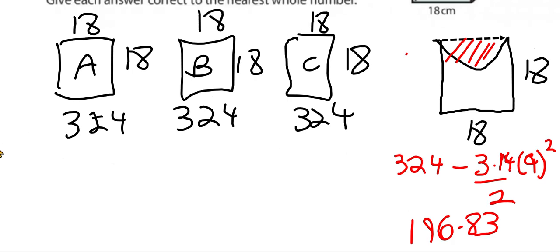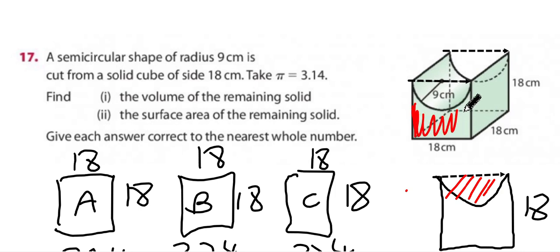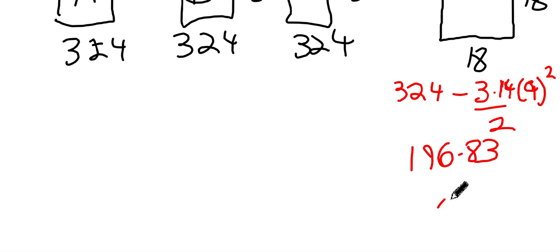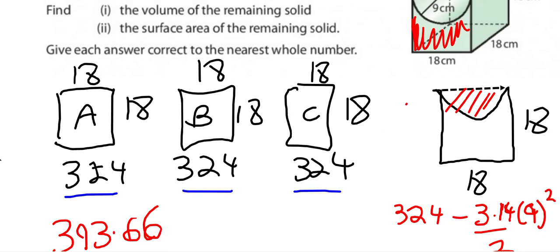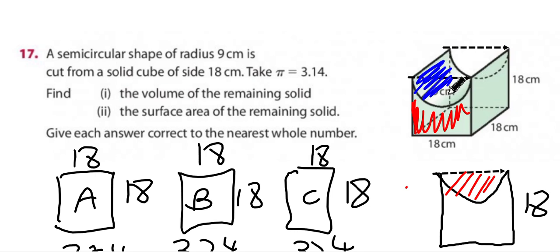There's two of them though, isn't there? There's one at the front and there's one at the back. That's your square missing a semicircle, yeah? Okay, so that means I need two of them, which means I multiply this answer by 2. And what do I get? 393.66. So I currently have the 324 three times. I have the front and the back added together to give me 393.66. The only thing I'm lacking is this blue region here.